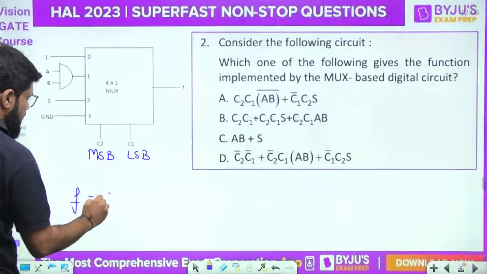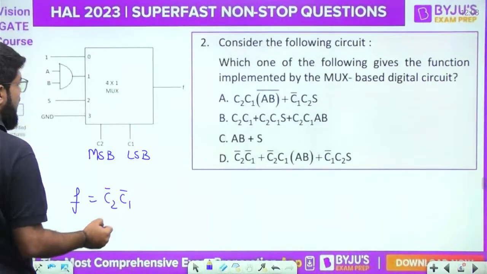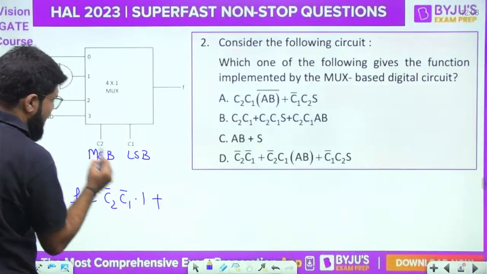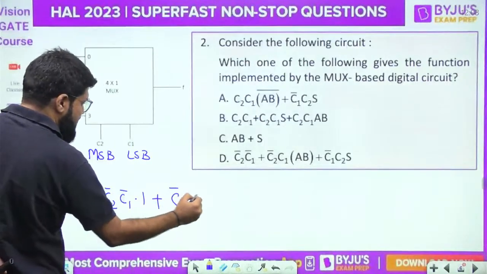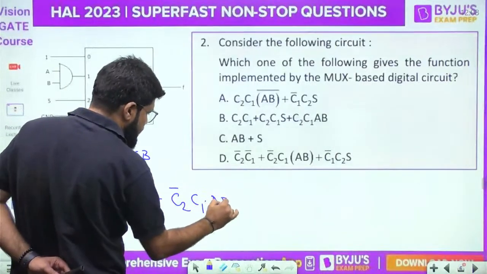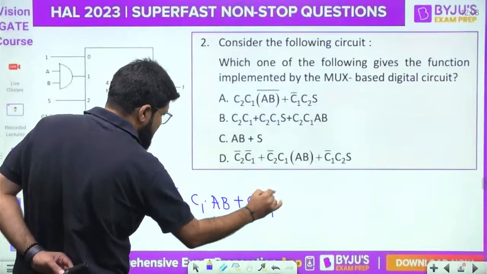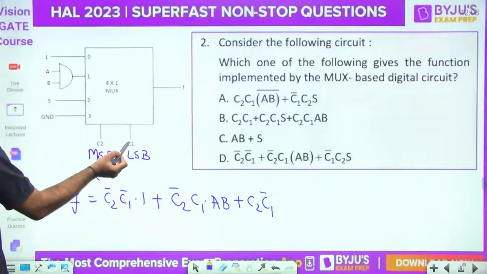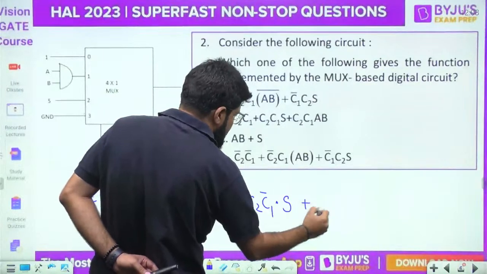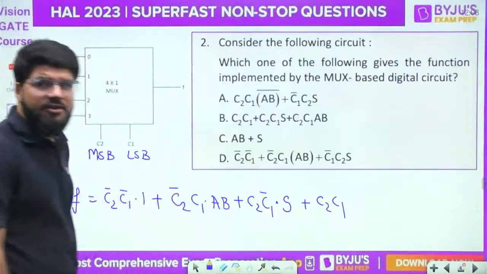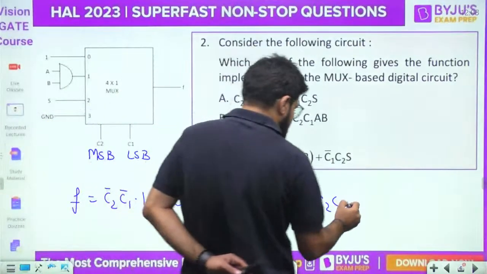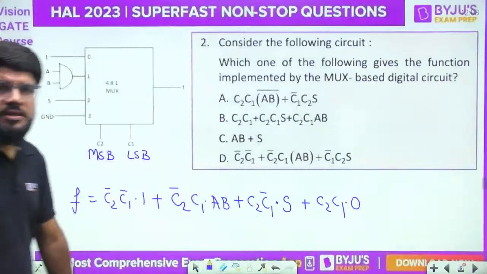At 0, 0, that is, we write C2 bar, C1 bar multiplied by the I0, which is equal to 1. At 0, 1 combination, 0, 1 means C2 bar into C1, we'll take the I1, which is nothing but A into B. At the 1, 0 combination, C2, C1 bar, I should be taking I2, and at the I2, what is connected is some variable S. Plus at the 1, 1 combination, 1, 1 means C2, C1, I'll be connecting I3, and that is just grounded. That is equal to 0.